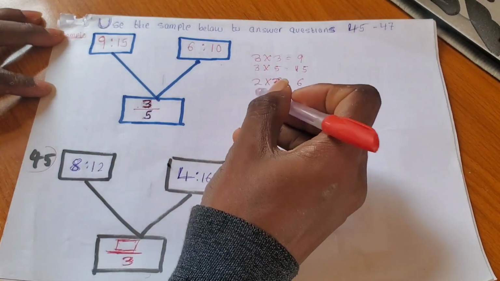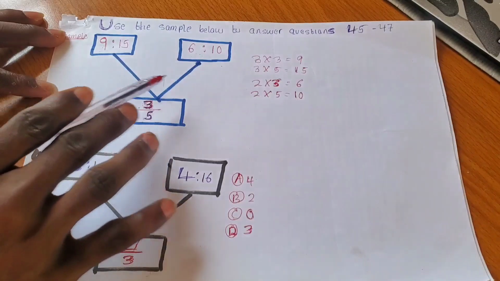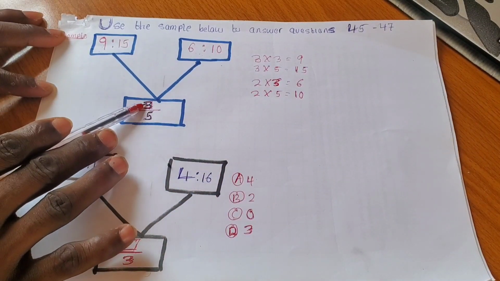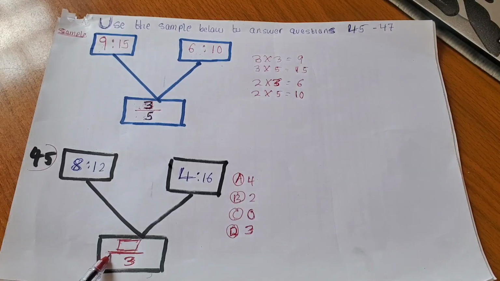So here I'm going to have as well 2 multiplied by 5. That is 10. So you can see that this is 2 times 3, 6. 2 times 5, 10. You can see now.